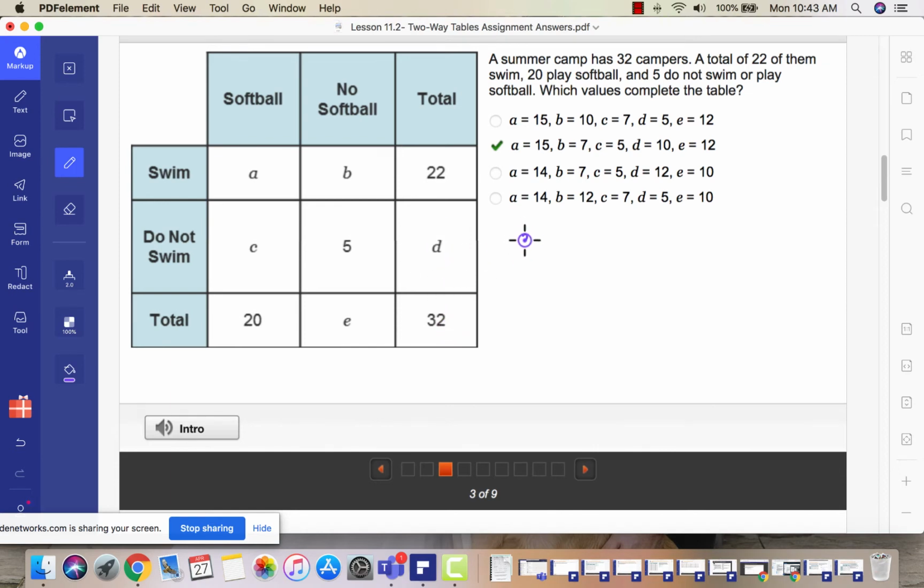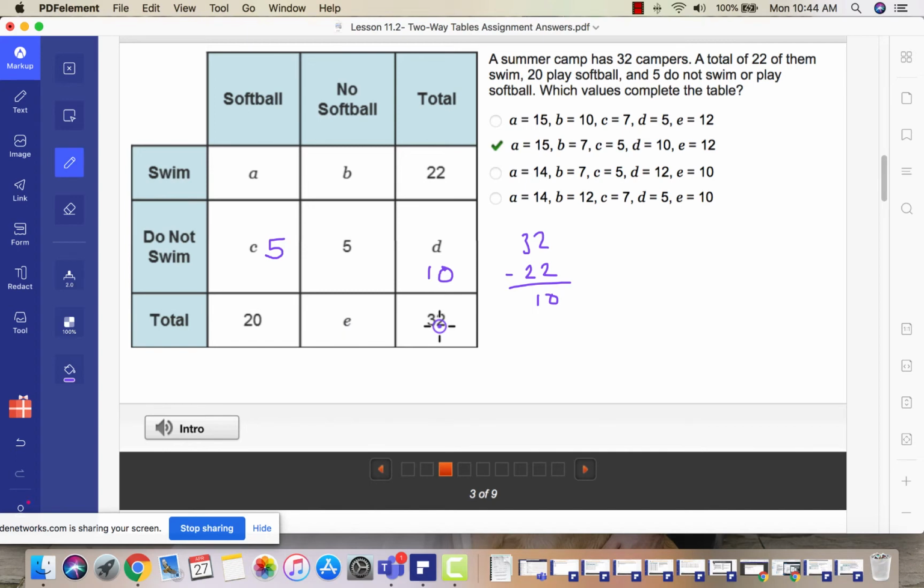So I can take 32 and I can subtract 22, and that will give me 10. So I know that D would be 10. And then that helps me figure out this row now, because we have a total of 10. There are 5 that do not play softball nor swim, so we can find the ones that play softball but do not swim is also 5, because 5 plus 5 is 10. We can figure out this one here as well because of it having only one missing.